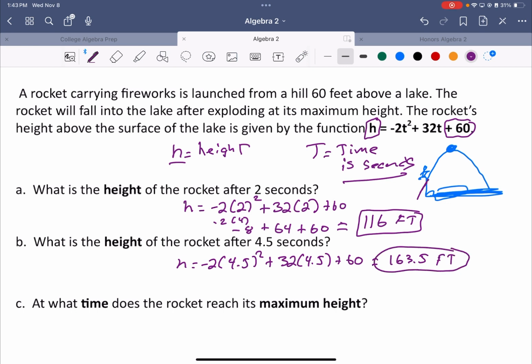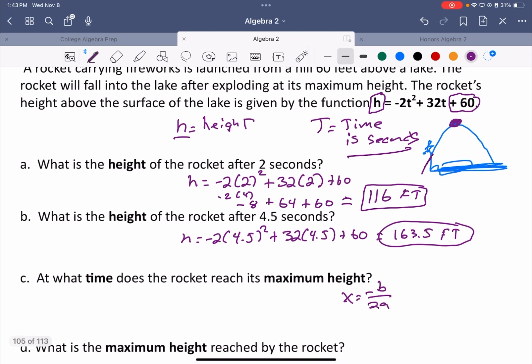Do I know if I've reached my maximum height yet? Nope. So we can agree that that's the maximum height, right? That's the vertex. So if I want to find its maximum height, first we have to find the axis of symmetry. X is equal to negative b over 2a.